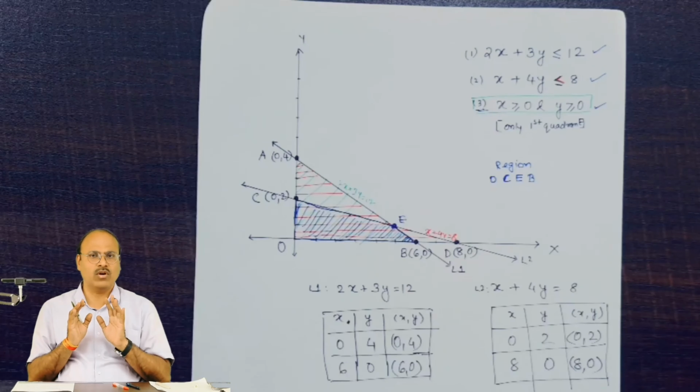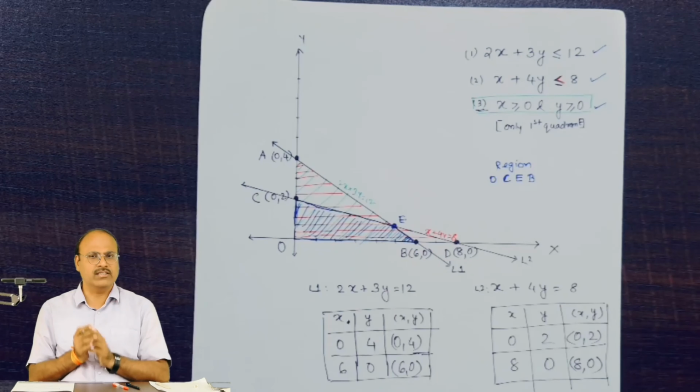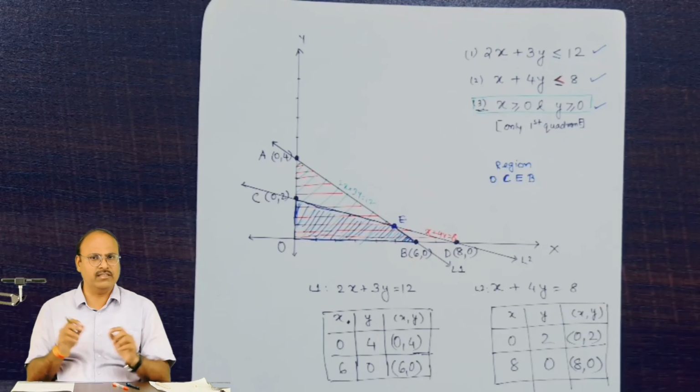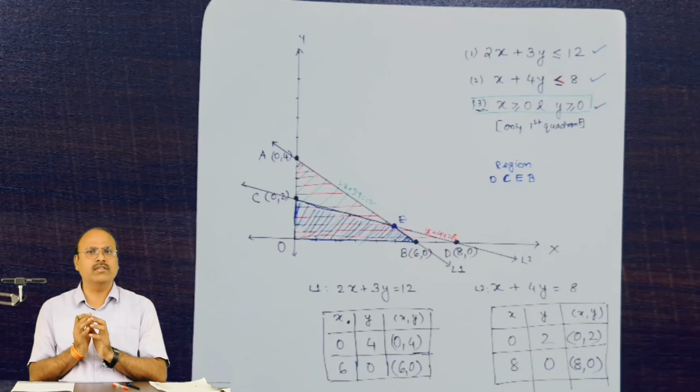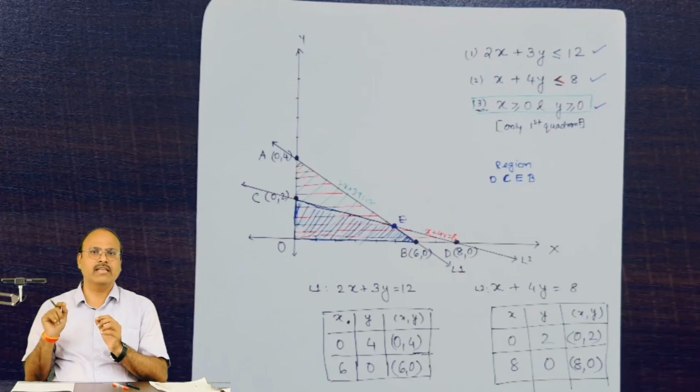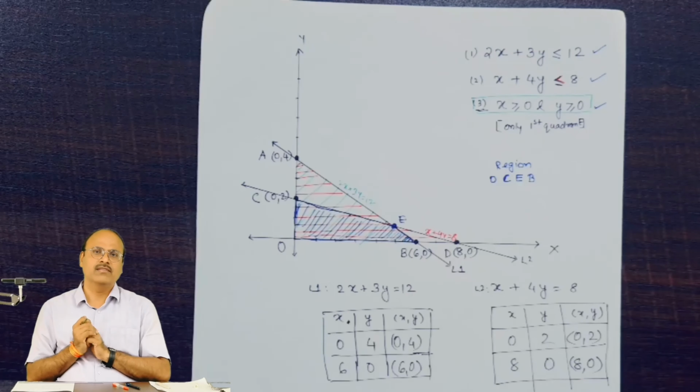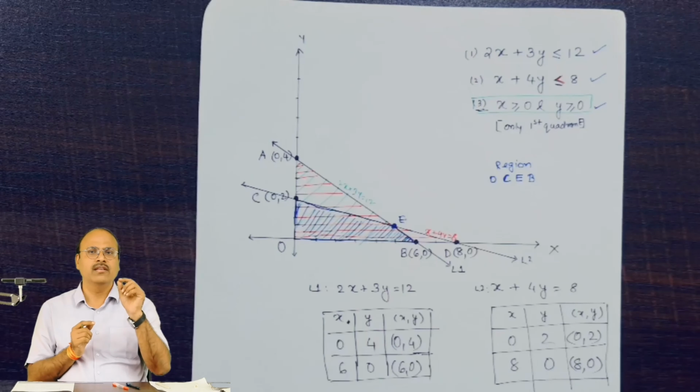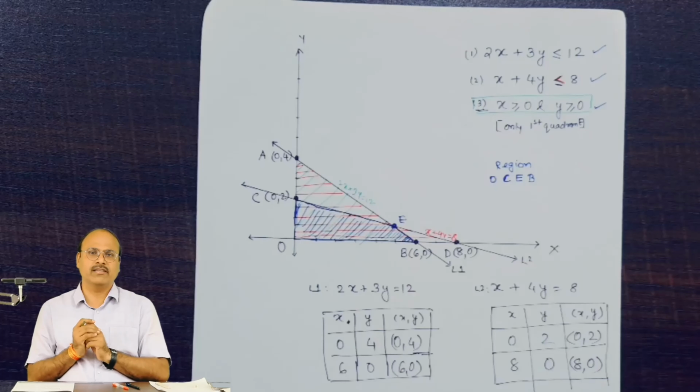We have to draw equations, then sketch the graph of linear inequations, the region, then find the common region, and then whatever are the extreme points of the common region, we have to evaluate the linear programming problem objective function on those extreme points. We'll see it in detail in the next video lecture.